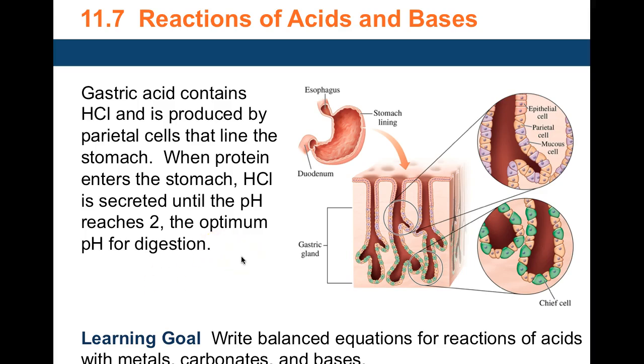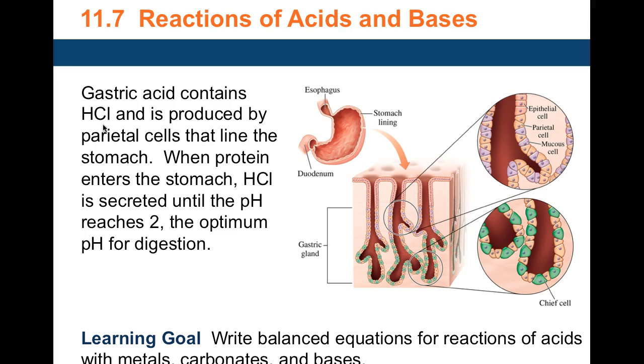All right, section 11.7, some of the health applications of acids and bases, especially acids. All right, stomach acid is HCl. The first stage of digestion starts in the mouth, where complex carbohydrates like starches are getting digested with the action of amylase, the enzyme that is secreted in the mouth.